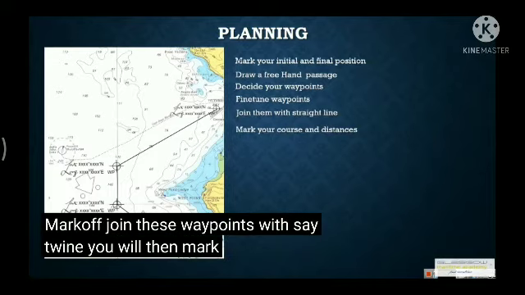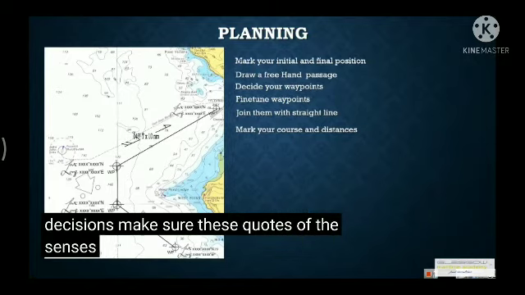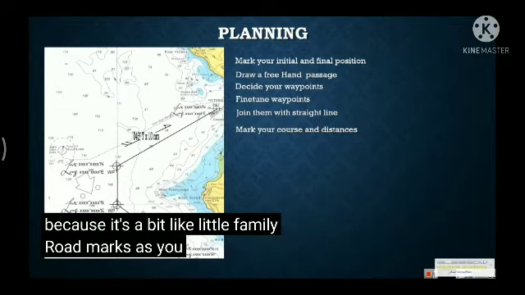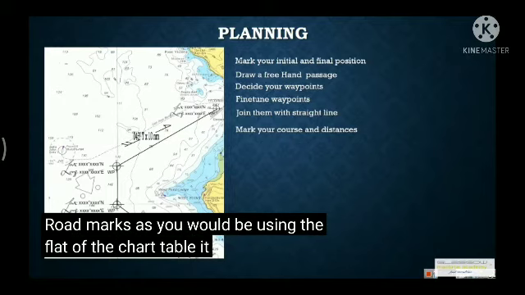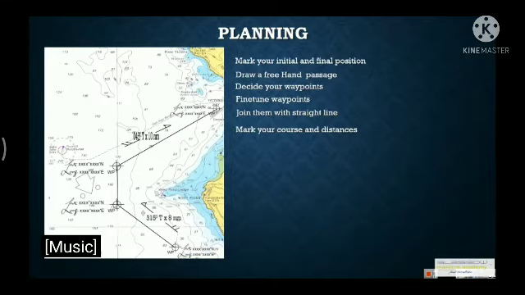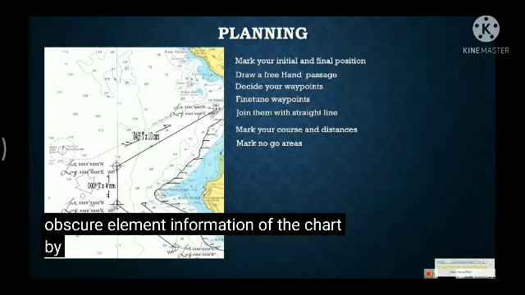You would then mark your course and distances. Make sure these course and distances are elongated vertically, because it's a bit like road marks, as you would be using them flat on the chart table. They should be elongated, much more readable that way. You would then mark your no-go areas, which are simple hatched lines like these. Do not obscure relevant information on the chart by making very thick lines.